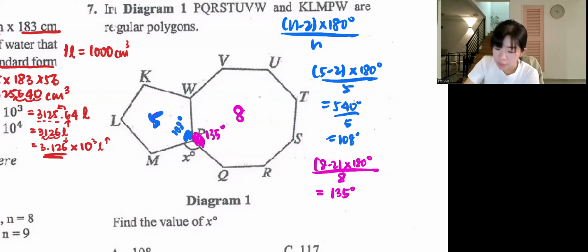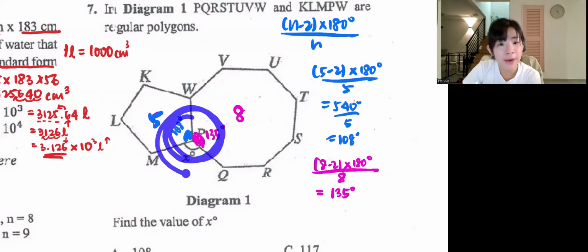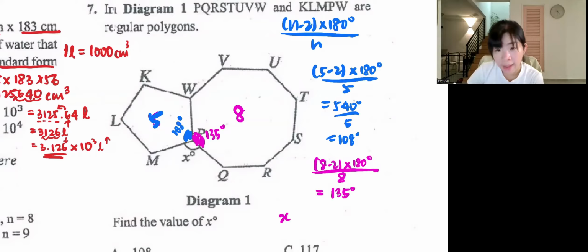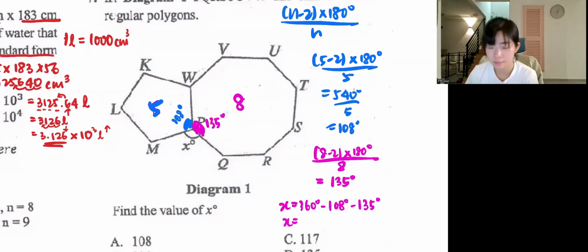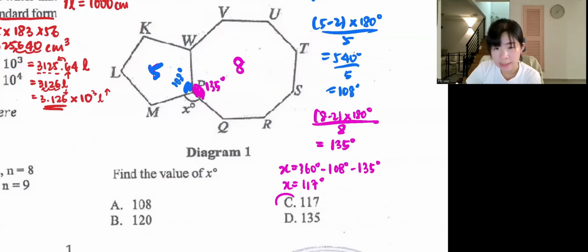So to find x, you know that this whole thing, 360, is a circle. So x equals 360 minus 108 minus 135. So x equals 117. Answer C. Okay, next one.